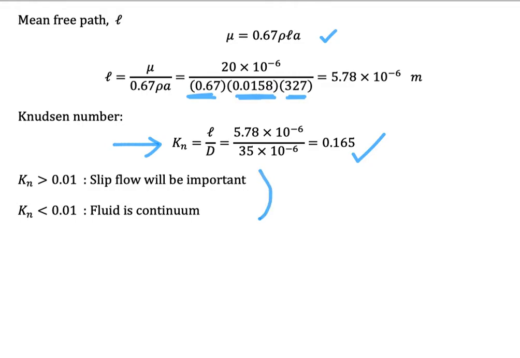So the limitation of the Knudsen number here: if the value of Knudsen number is less than 0.01, we assume that the fluid is continuum. The fluid being continuum means the fluid flows as usual, so the slip does not occur. You could use the idea of no slip condition. And then if the value of the Knudsen number is greater than 0.01, it's better for you to assume that slip flow occurs, and you need to use the idea of slip velocity in your calculation.